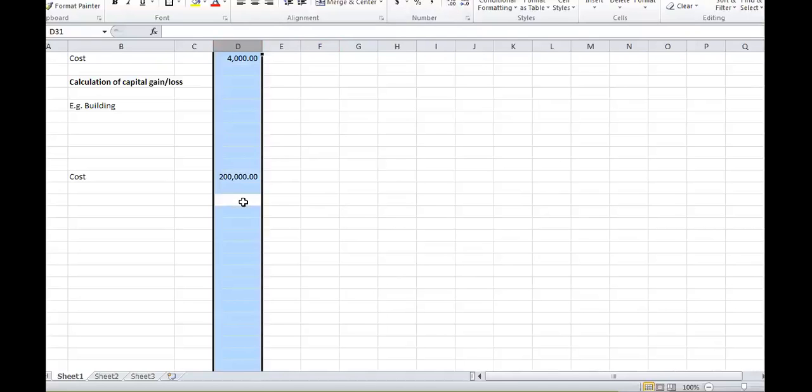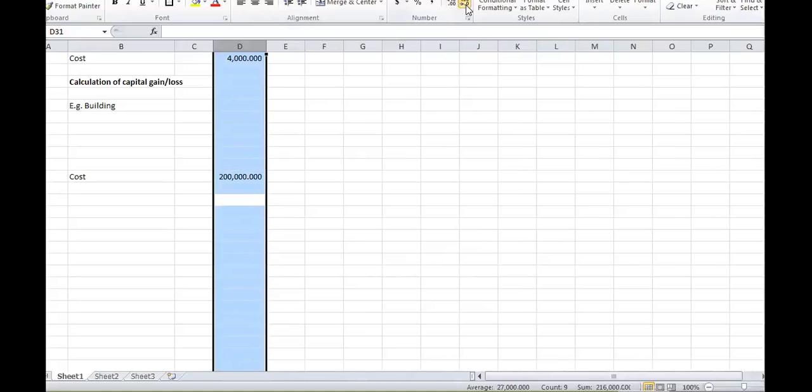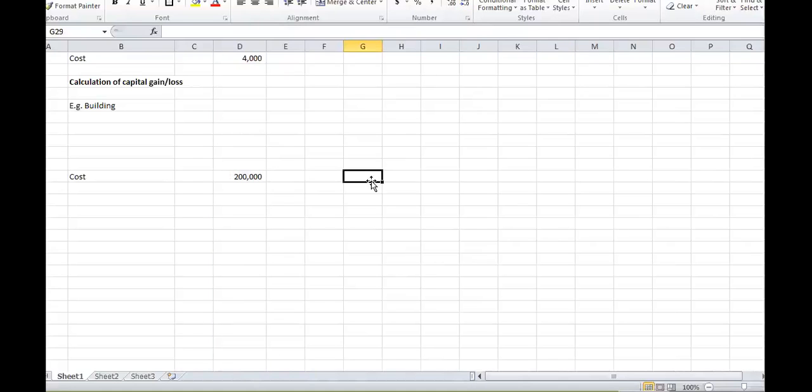So at the time of the purchase, we have incurred a few extra costs. These are called incidental costs.